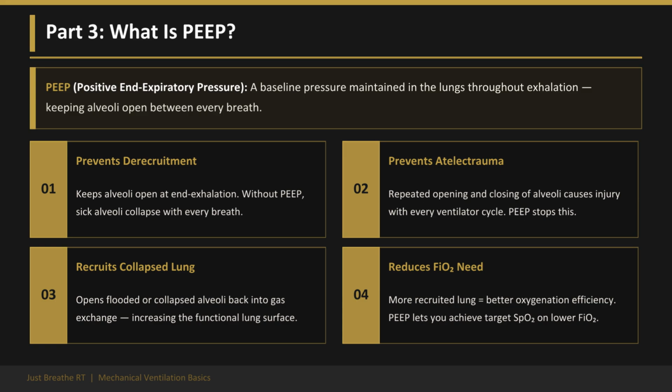PEEP prevents this. By maintaining a baseline positive pressure throughout the entire respiratory cycle, even during exhalation, PEEP keeps alveoli open between breaths. It recruits collapsed alveoli back into gas exchange. It improves the ventilation perfusion matching in the lung. And critically, it allows us to use a lower FiO₂ to achieve the same target SpO₂. That last point is the key. PEEP and FiO₂ work as a team. PEEP recruits the lung, FiO₂ delivers the oxygen. Used together correctly, they protect both oxygenation and the lung itself.